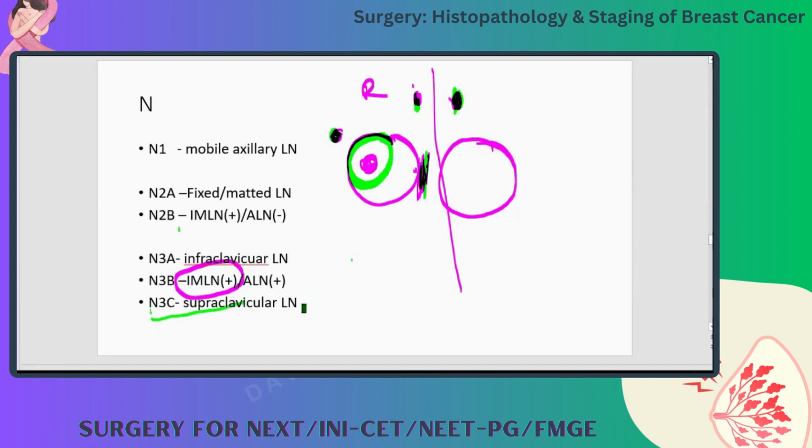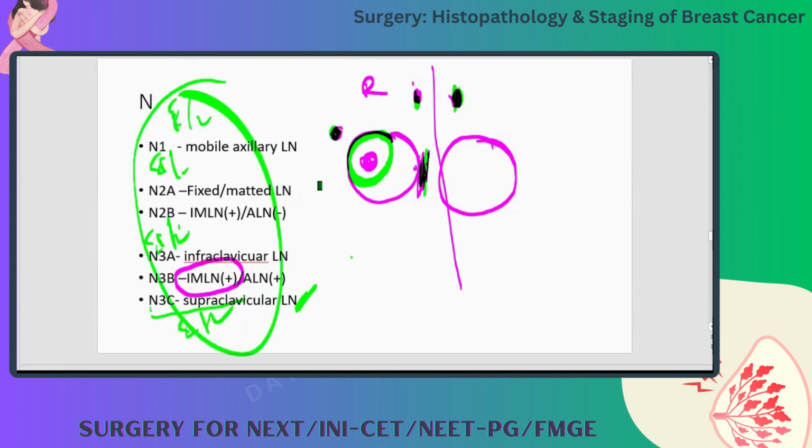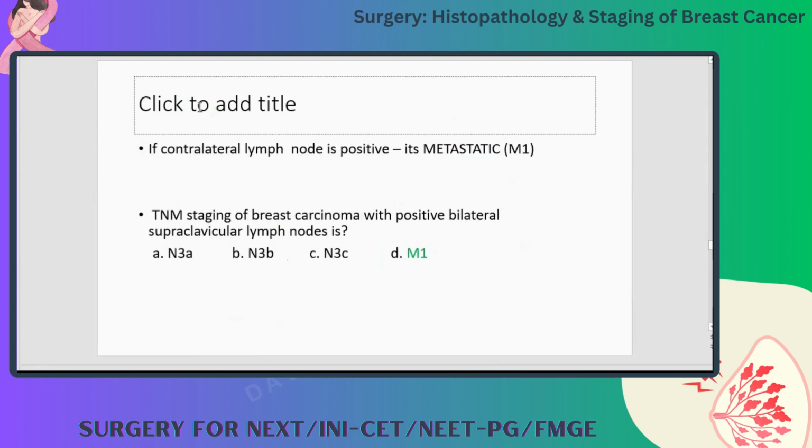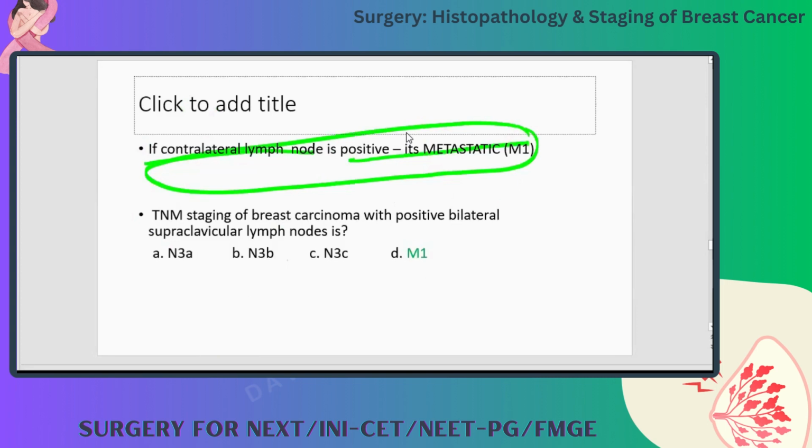N3C is ipsilateral or bilateral? It is only ipsilateral. All we are talking about is only ipsilateral. We are not talking about contralateral things. Just remember this point. Once you talk about contralateral, it becomes M1. It has become metastatic. If the contralateral lymph node is positive, then it is metastatic. Mind this point. TNM staging of breast cancer with positive bilateral supraclavicular lymph nodes is M1.